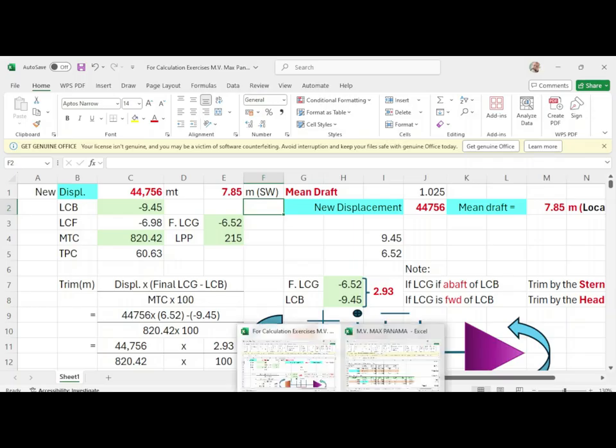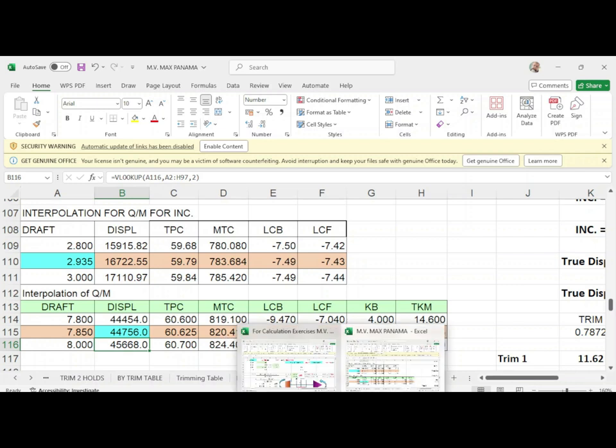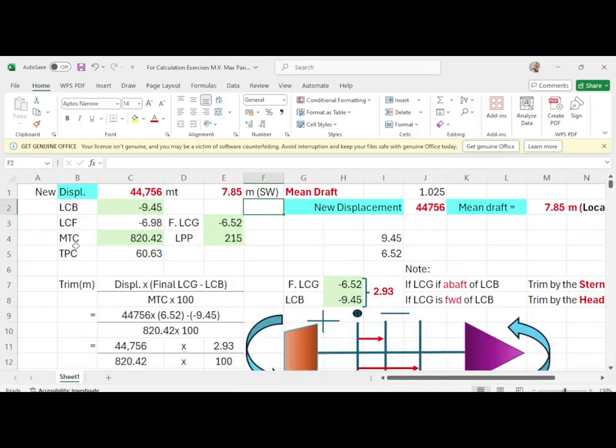MTC, so you look for MTC with your mean draft. It is 820.42. Okay, just round up, 820.42. And your TPC is 60.63.